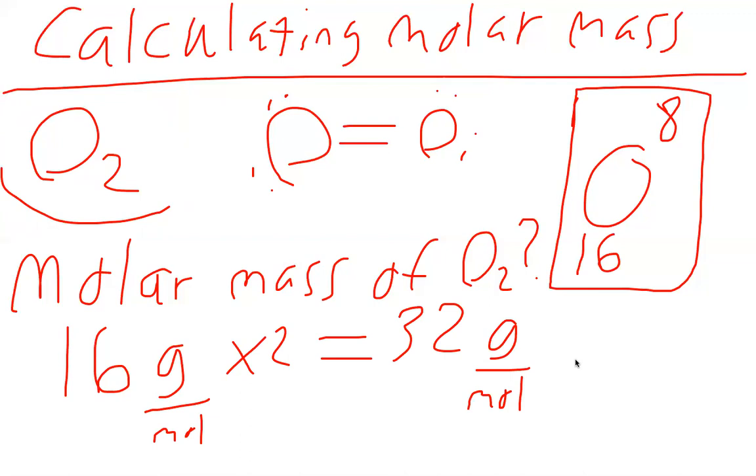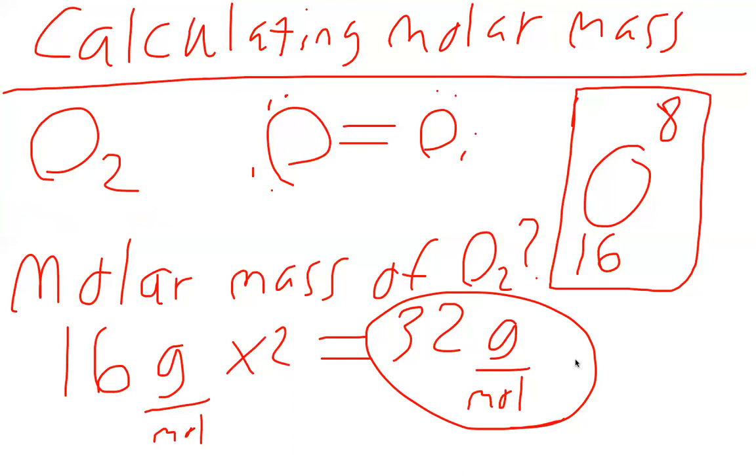And that's the mass of oxygen gas per mole. So the molar mass of oxygen gas is 32 grams per mole. So if you've got 1 mole of oxygen, you've got 32 grams. Any questions about that?